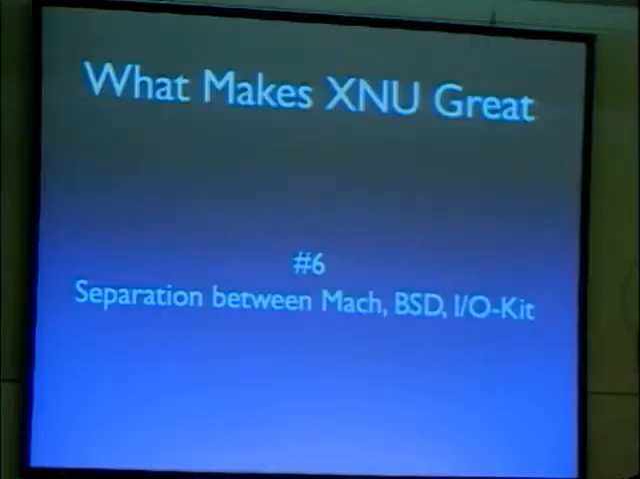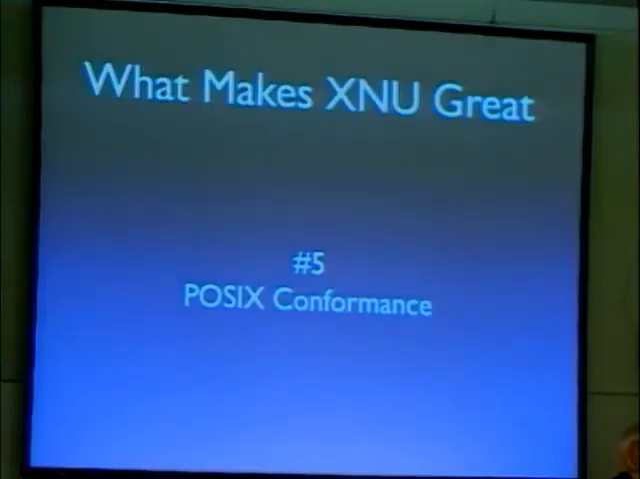Number 6 is the separation between Mach, BSD, and the I/O Kit. Unix was the big mess, as Tanenbaum called it, because every function inside the kernel could call every other function, and there was no strict layering. BSD and Linux copied this design. And although macOS does not have the advantages of a microkernel, the kernel is still strictly divided into 3 distinct parts. The I/O Kit, for example, forms its own complete world, and it only interacts with Mach through a narrow and strict interface.